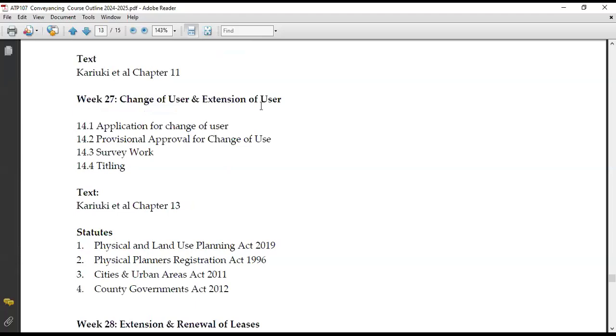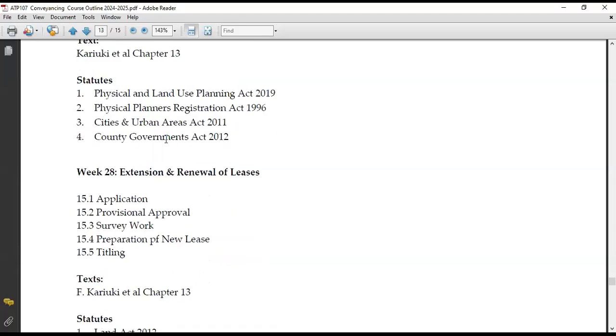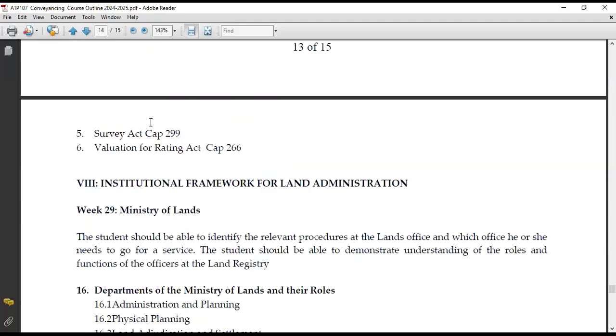Change of user and extension of user, tested many times. Of course, the Physical Planning Act and its regulations apply. Extension and renewal of leases, tested many times.